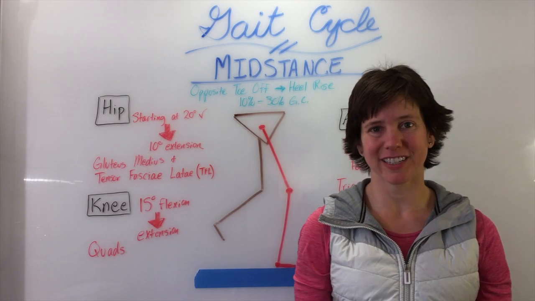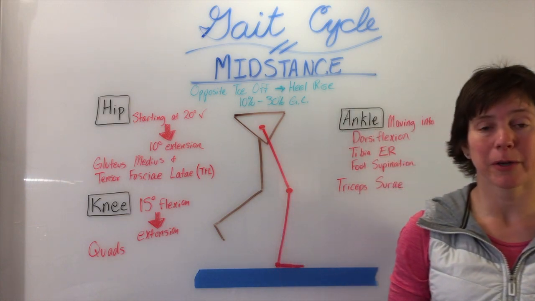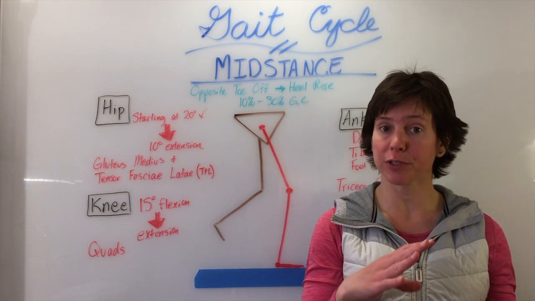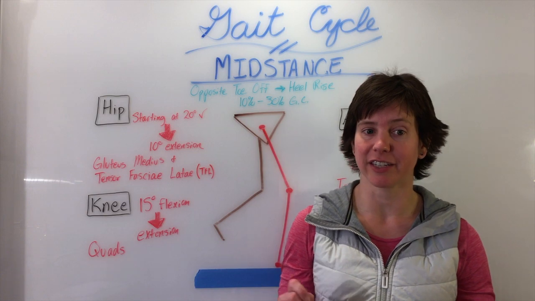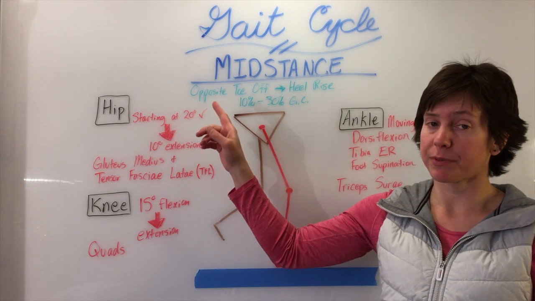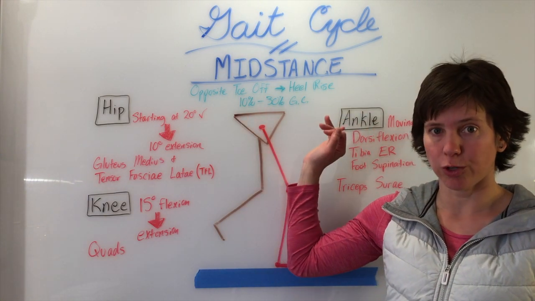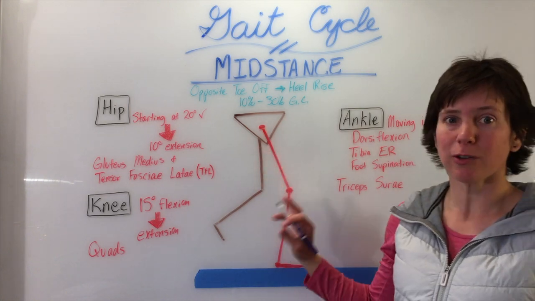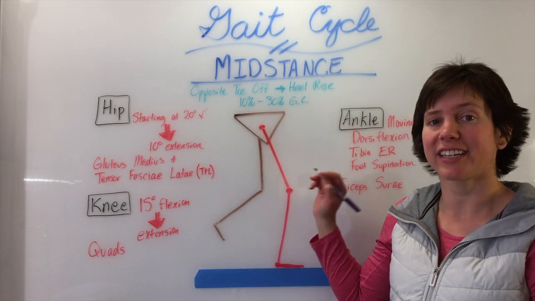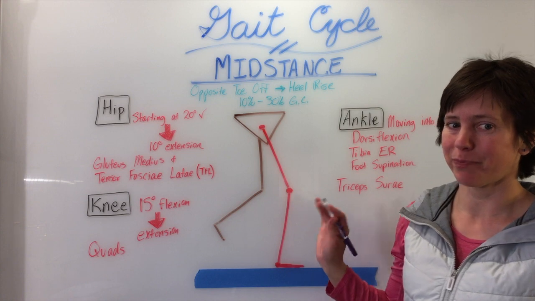The second phase of the gait cycle is mid-stance. Mid-stance occurs from 10% to 30% of the gait cycle. It begins at opposite toe off and ends at heel rise. The picture here is pictured at 18% of the gait cycle.